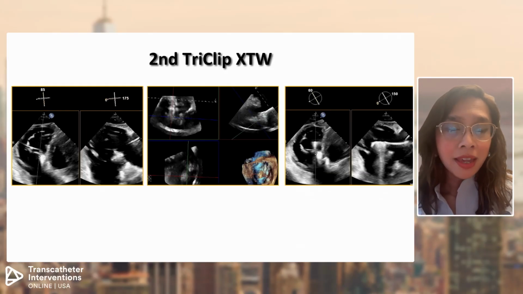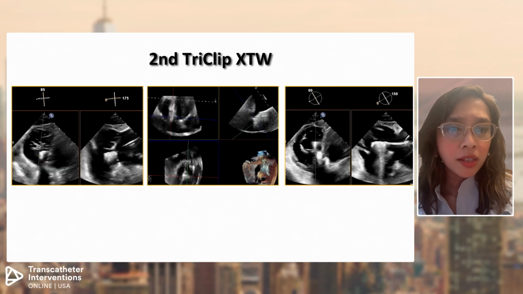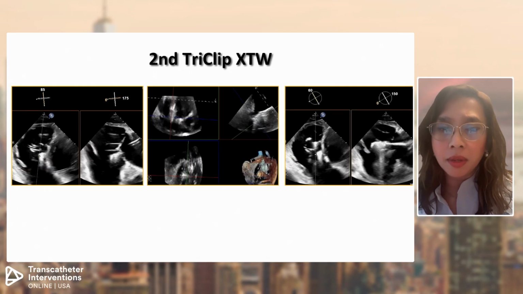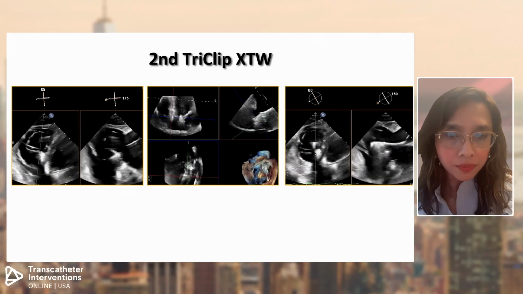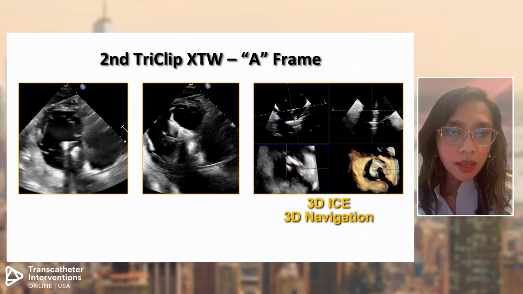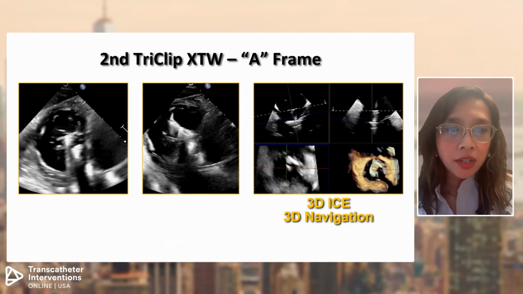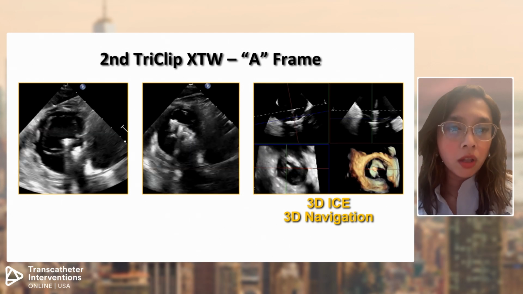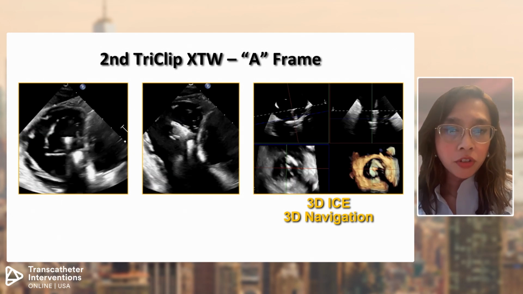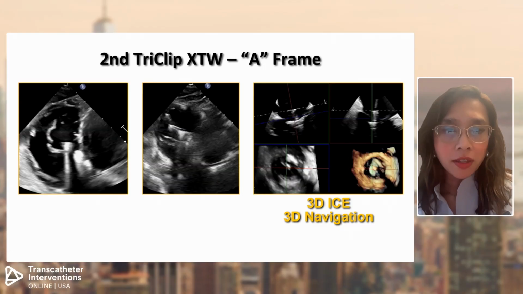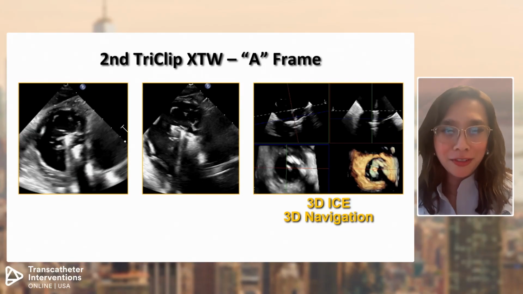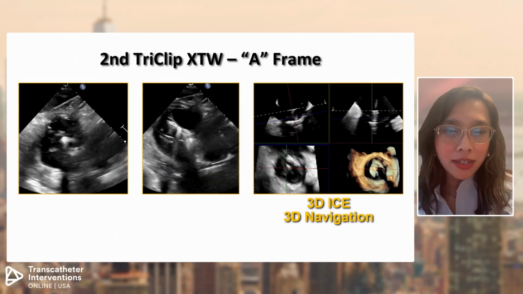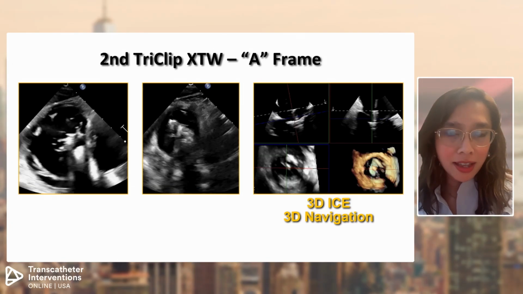And so similar, again, repeat the steps for the second TriClip. And in this case, we're putting in an A-frame, a clover type. Next slide. And using, again, 3D ICE, 3D navigation, you can see orientation of the clip from 2 to 4 o'clock in the posteroseptal region. Usually in this phase, the TEE can be challenging with the views for your biplane grasping view. So we utilize the 3D and 3D ICE navigation. Next slide.